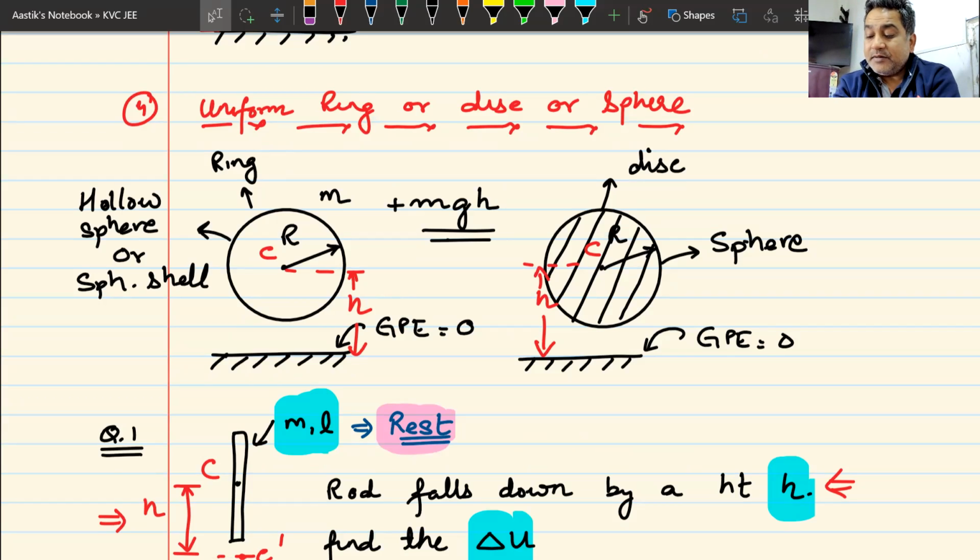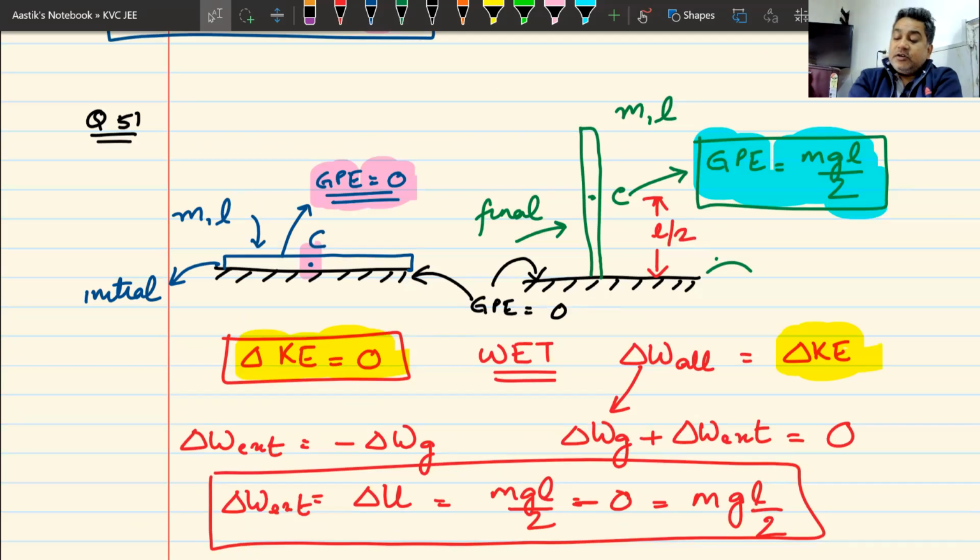Then the last problem, I think, was problem number 51 from your notes: what work has to be done to lift a rod which is lying and make it upright, vertical. This work has to be done by the external force. Here it is not mentioned that the change in kinetic energy is zero, but you will have to understand that such questions always will have change in kinetic energy as zero.